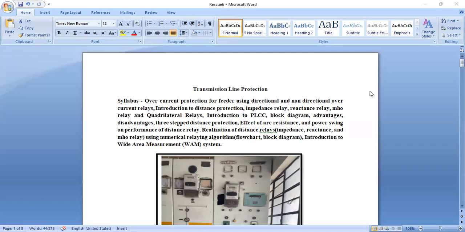And in this relay, we have to cover the flow chart and the block diagram. We have to cover how the numerical relay is working. Then the last topic of this unit is the wide area network.